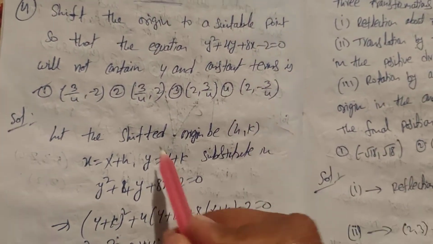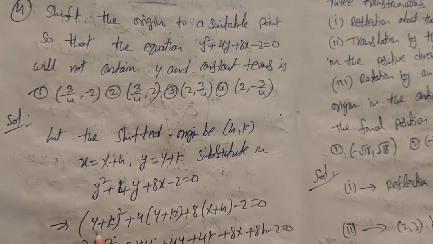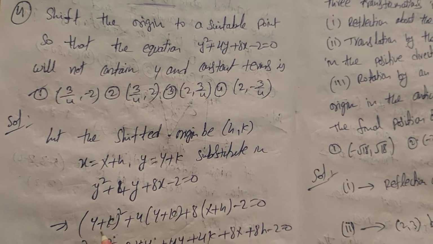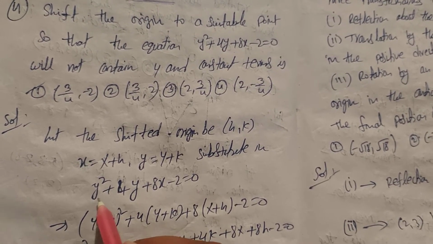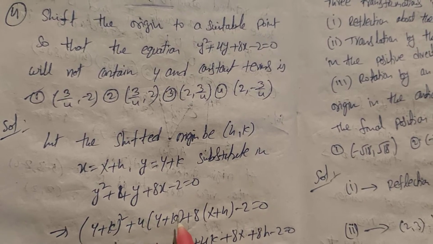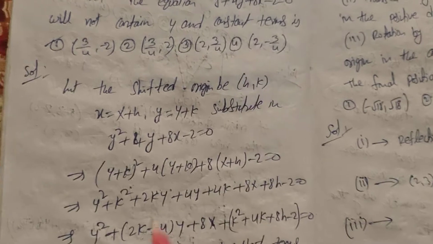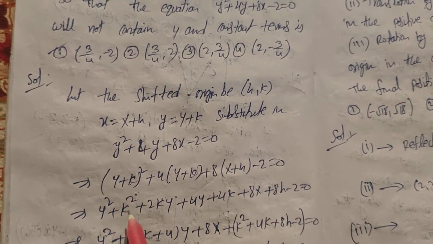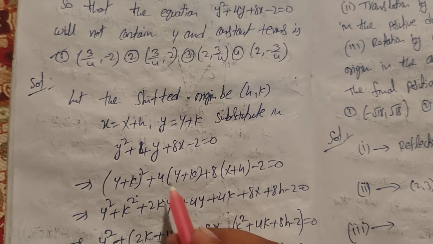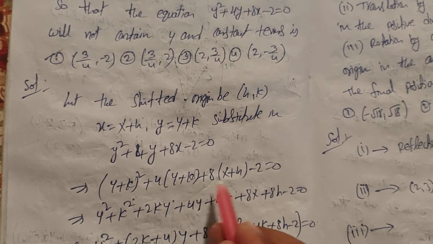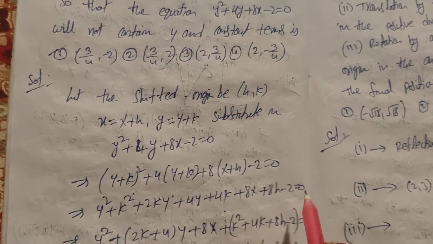Okay, in substituting this given equation, that means capital Y plus k whole square in the place of y, plus 4 into y plus k, plus 8 into x plus h, minus 2 is equal to 0. If you simplify, (a plus b) whole square: y square plus k square plus 2ky plus 4y plus 4k plus 8x plus 8h minus 2 is equal to 0.